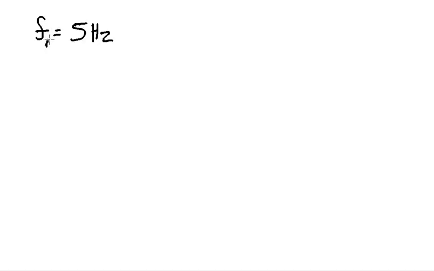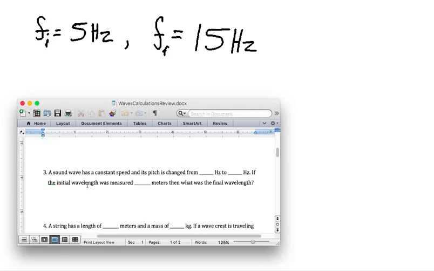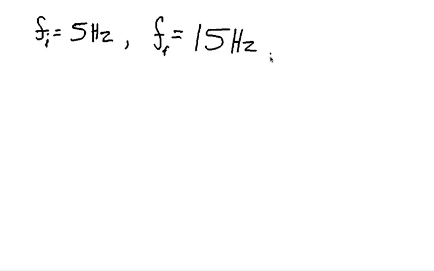So this is the initial, and then we'll choose the final as 15. You could do 1 and 2 instead of initial and final, it doesn't really matter. So 15 hertz is how it ends up. 5 hertz is where it starts out. So if the initial wavelength was measured to be, let's give this 3 meters is our initial wavelength. We want to know what the final wavelength is.